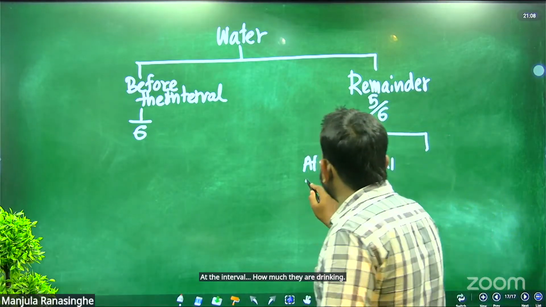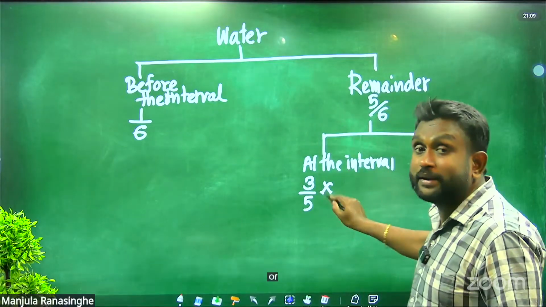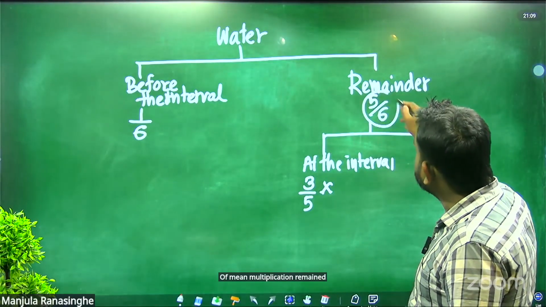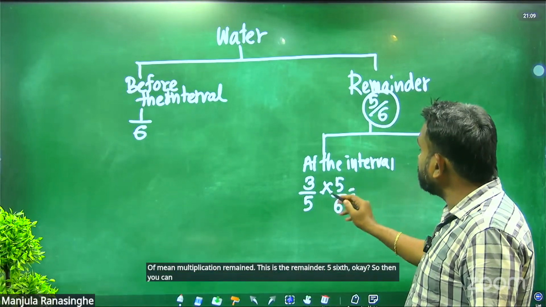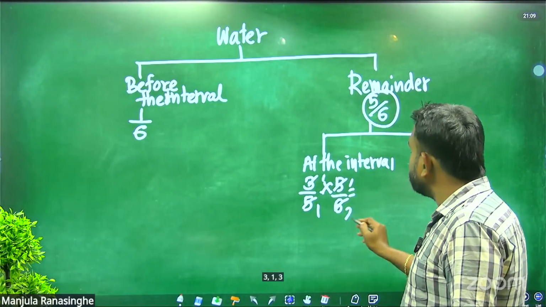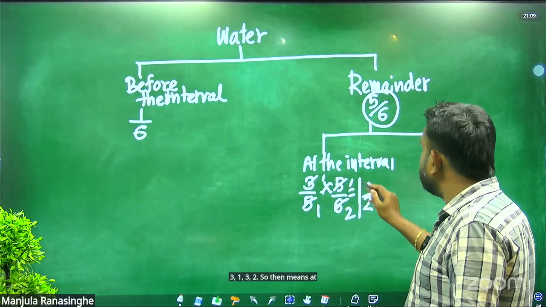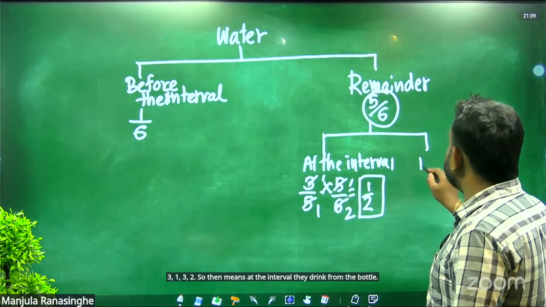3/5 of the remainder. 3/5 of means multiplication with the remainder. This is the remainder, 5/6. Okay, so then from the total, 5/1 times 5/1, simplify, 3/1, 3/2. So that means at the interval they drank half from the bottle. Okay, then remained at last.